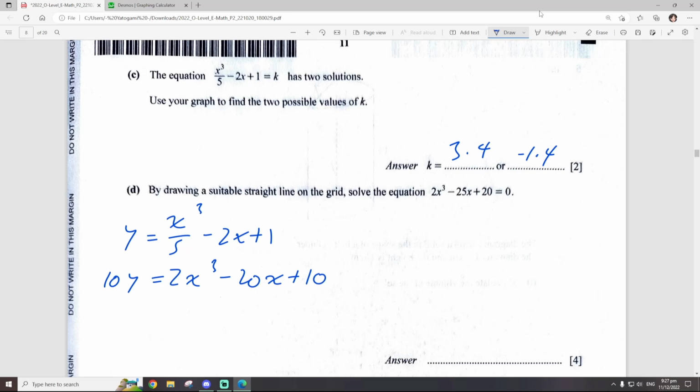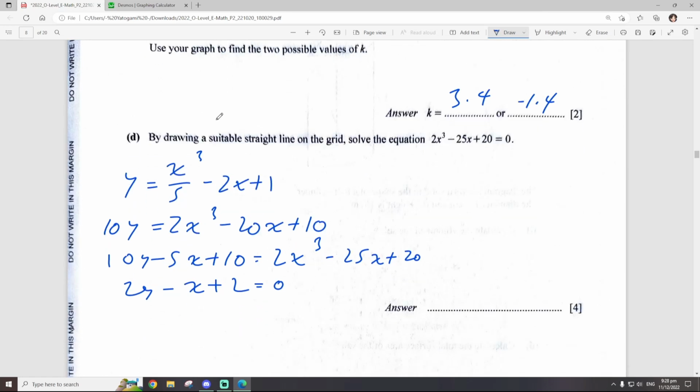Okay. Now if I subtract 5x on both sides and I add 10 on both sides, I'll get 2x cubed minus 25x plus 20. And I can let this be 0 so that I get 2y minus x plus 2 equals 0. And therefore, y is (x minus 2) divided by 2. Okay? So x over 2 minus 1, actually.